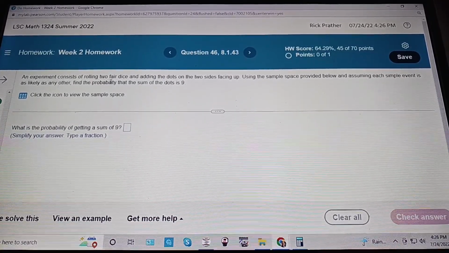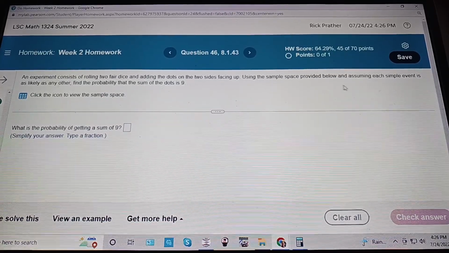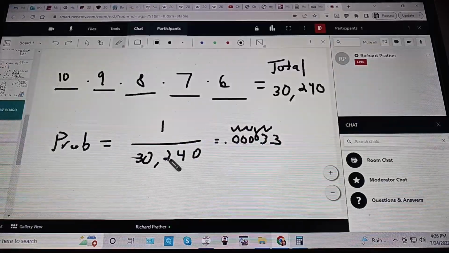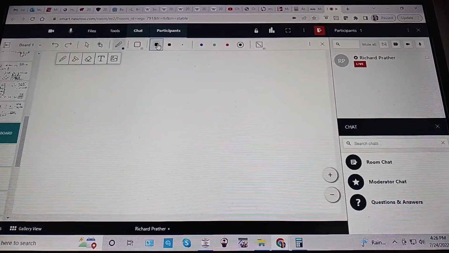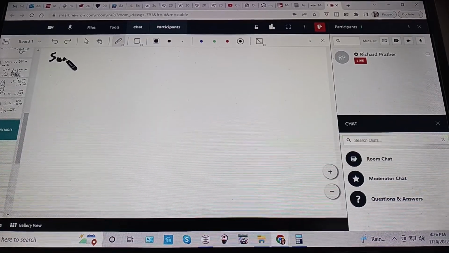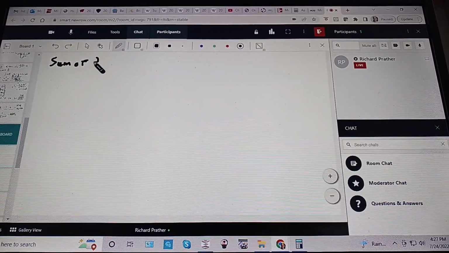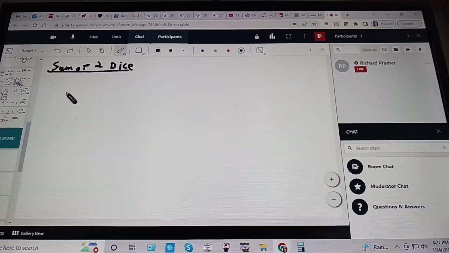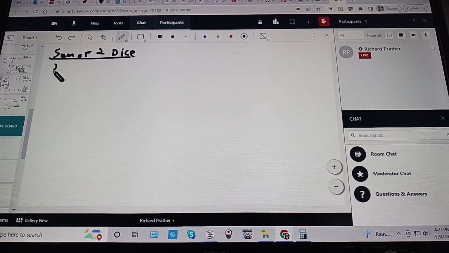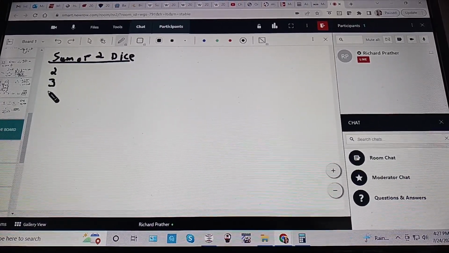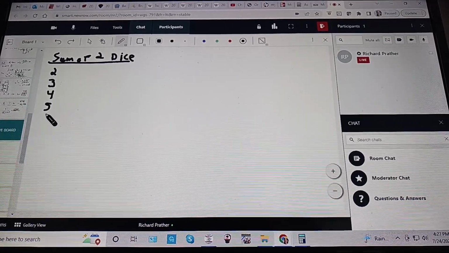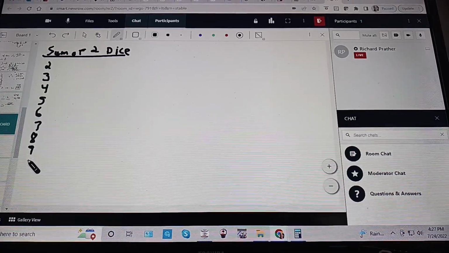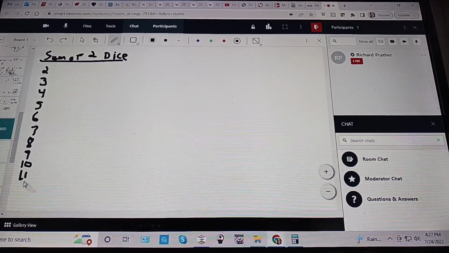An experiment consists of rolling 2 fair dice and adding the dots together. Okay, find the probability that the sum of the dots is a 9. Okay, there's an easy way to do this. I call this the sum of 2 dice. You can also do 1 die, but sum of 2 dice. Once you get a problem about sum of 2 dice, I make a little chart on my scratch paper, if I was taking the test, and list all the numbers between 2 and 12. Because that's all that can happen.